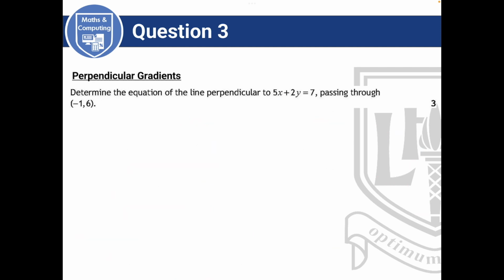Okay, our next question here is about perpendicular gradients, okay? We want to determine the equation of the line perpendicular to 5x plus 2y equals 7, and it's passing through the point (-1, 6), okay? So if I'm looking for an equation, particularly of a straight line, I'm going to split it up into 3 parts. I'm looking for my gradient. I'm looking for my point. And then I want to go on and find my equation. Okay, so let's start off with our gradient.